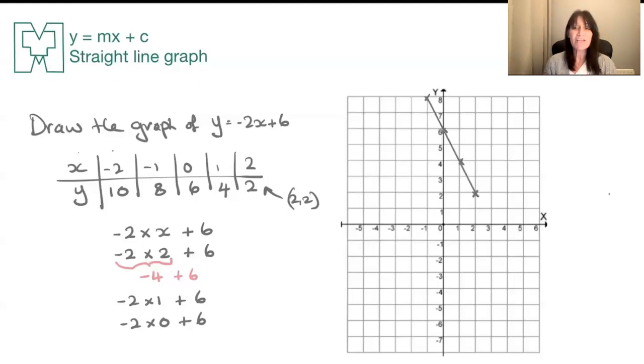Okay, so drawing straight line graphs. The key is being able to recognize the rule in the piece of algebra that they give you and have the confidence to set up your own table to get those coordinates. So hopefully that has been helpful. There is another video on drawing other types of graphs, like quadratics and cubics and things like that. So do check those out if you'd like to see more about graph drawing.